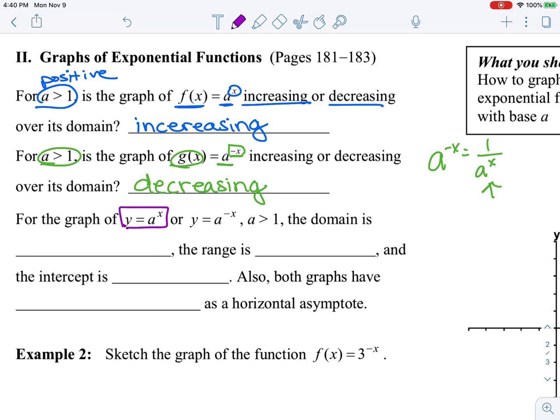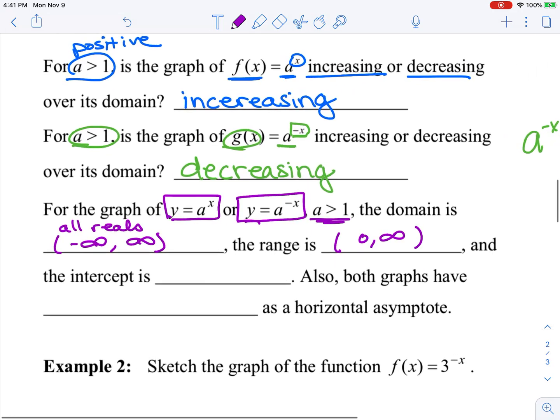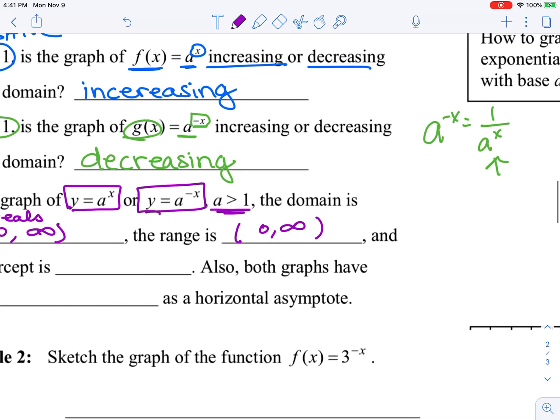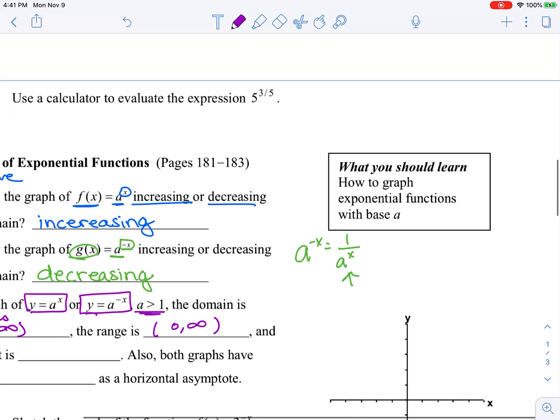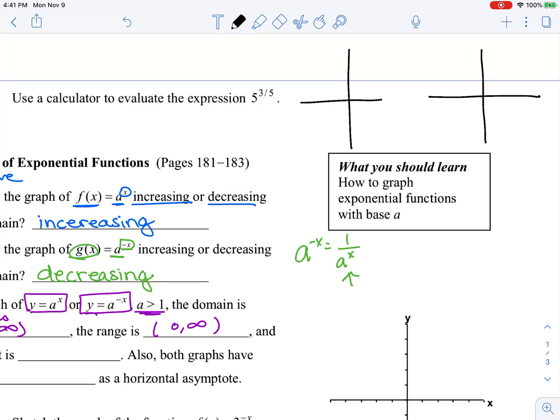So for the graph of y equals a to the x, or y equals a to the negative x, where a is positive, the domain is all reals, because we can put in any value for x. In interval notation we say from negative infinity to positive infinity. And the range for both of them, if we look at these graphs, is from 0 to infinity. Now let me show you what these graphs look like. We don't have a lot of room here, but I'm going to do it over here in this little part of your notes. I'm going to give you 2 graphs.